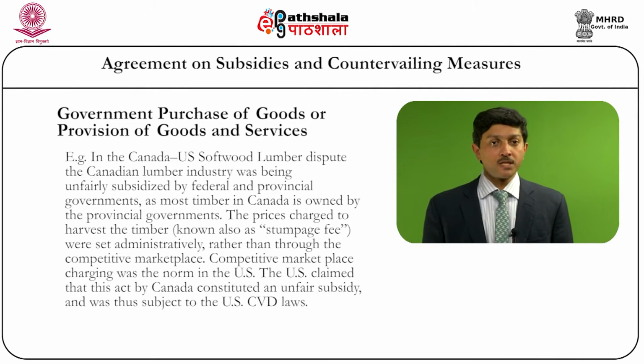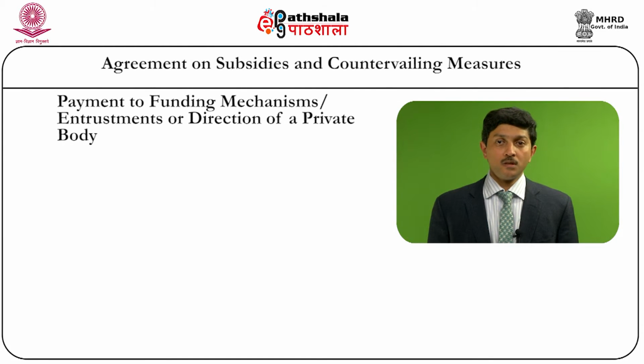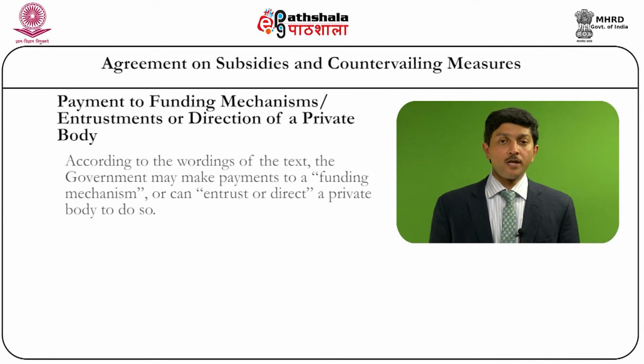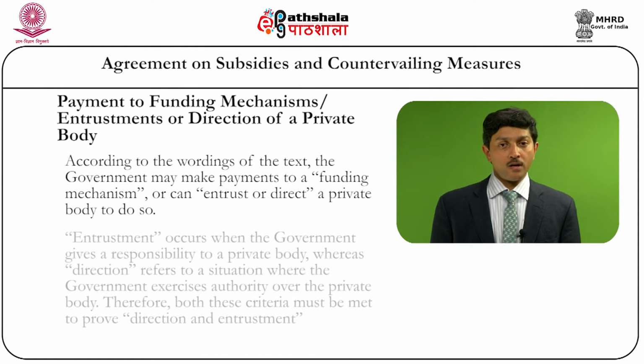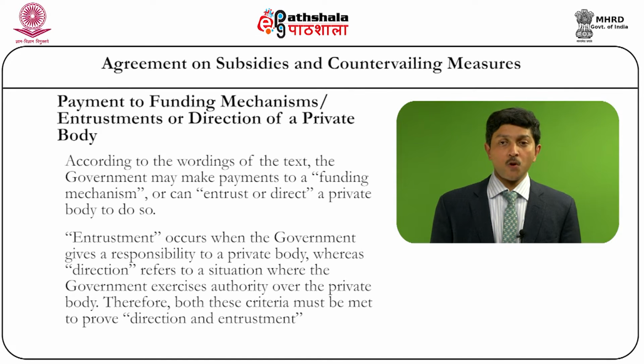Another important category is payment to funding mechanisms, or entrustment or direction of a private body. According to the wording of this text, the government may make a payment to a funding mechanism or can entrust or direct a private body to do so. The entrustment occurs when the government gives a certain responsibility to a private body, whereas direction refers to a situation where the government exercises authority over the private body. Therefore, both these criteria must be met in order to prove direction and entrustment.